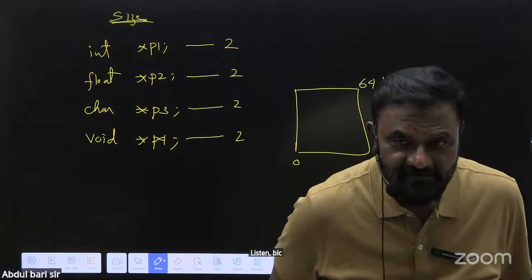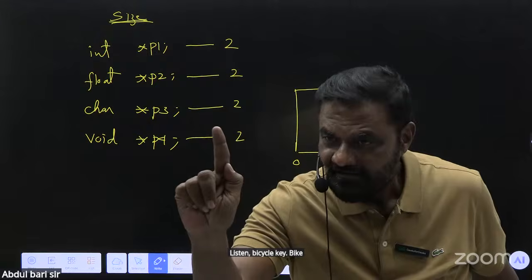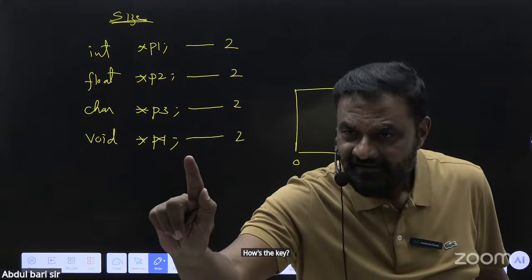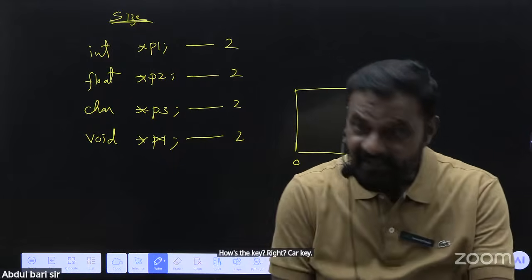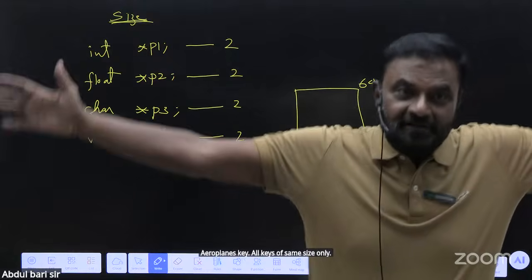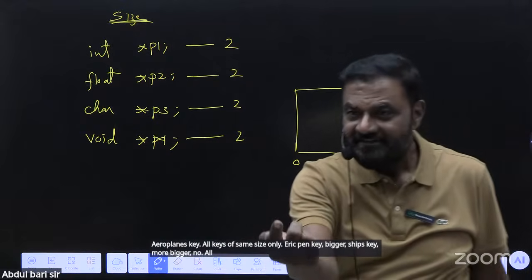Bicycle key, bike key, house key, car key, aeroplane's key, all keys of the same size only. Aeroplane key bigger, ship's key even bigger? No, all keys are of the same size.